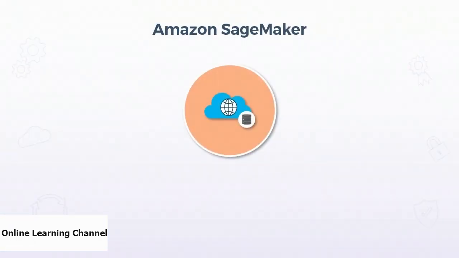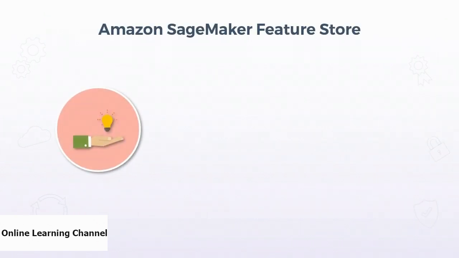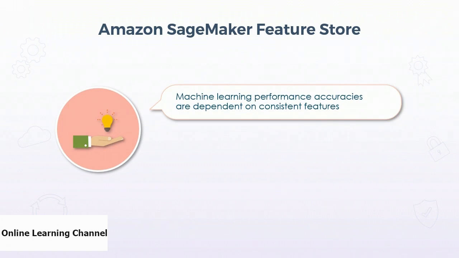In this video, we will learn about the Amazon SageMaker Feature Store, a new tool to fully manage repositories for ML features. SageMaker offers a repository that is purposefully built to manage, store, update, and retrieve features for machine learning. Performance accuracies on any machine learning models are very dependent on the features. Therefore, it is essential to ensure consistency and availability of features across different access points in an organization.